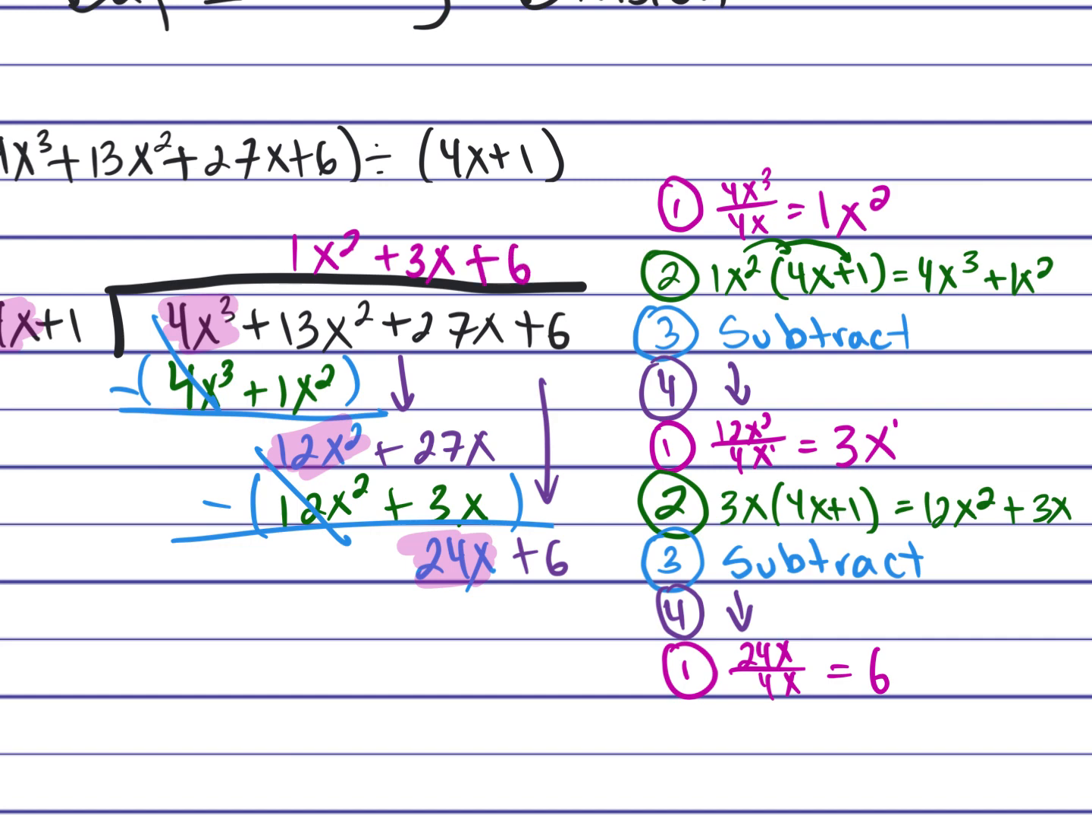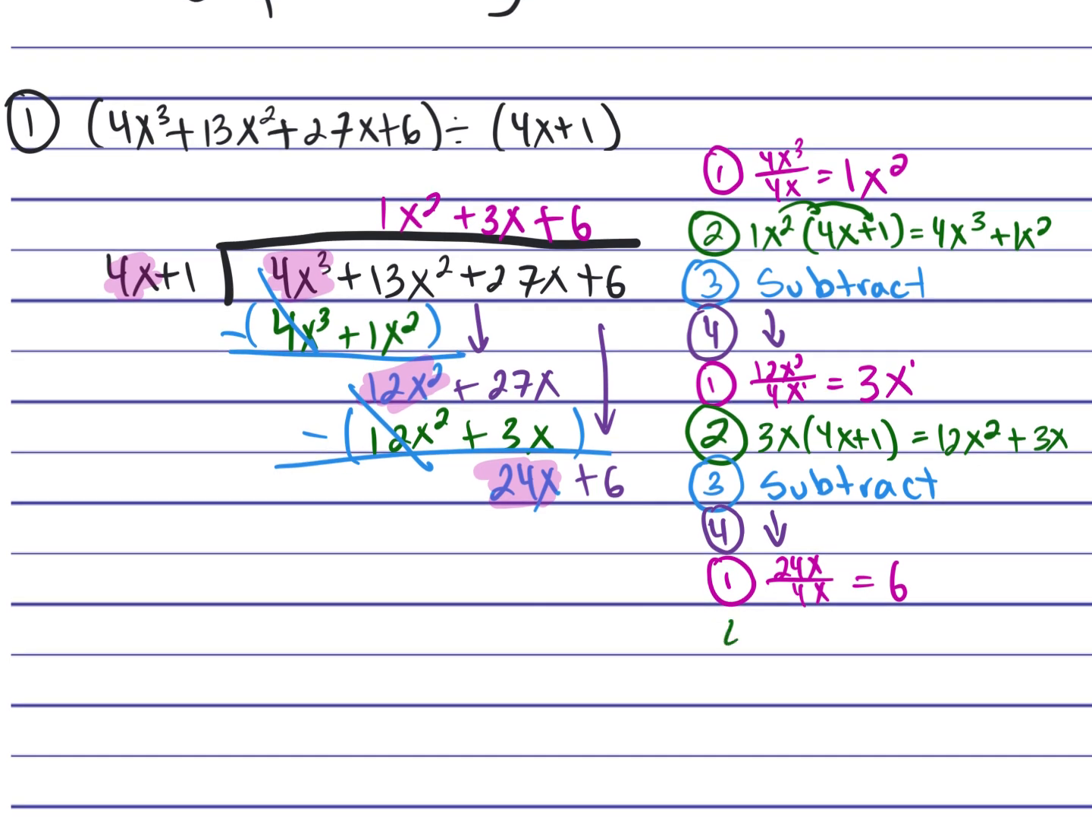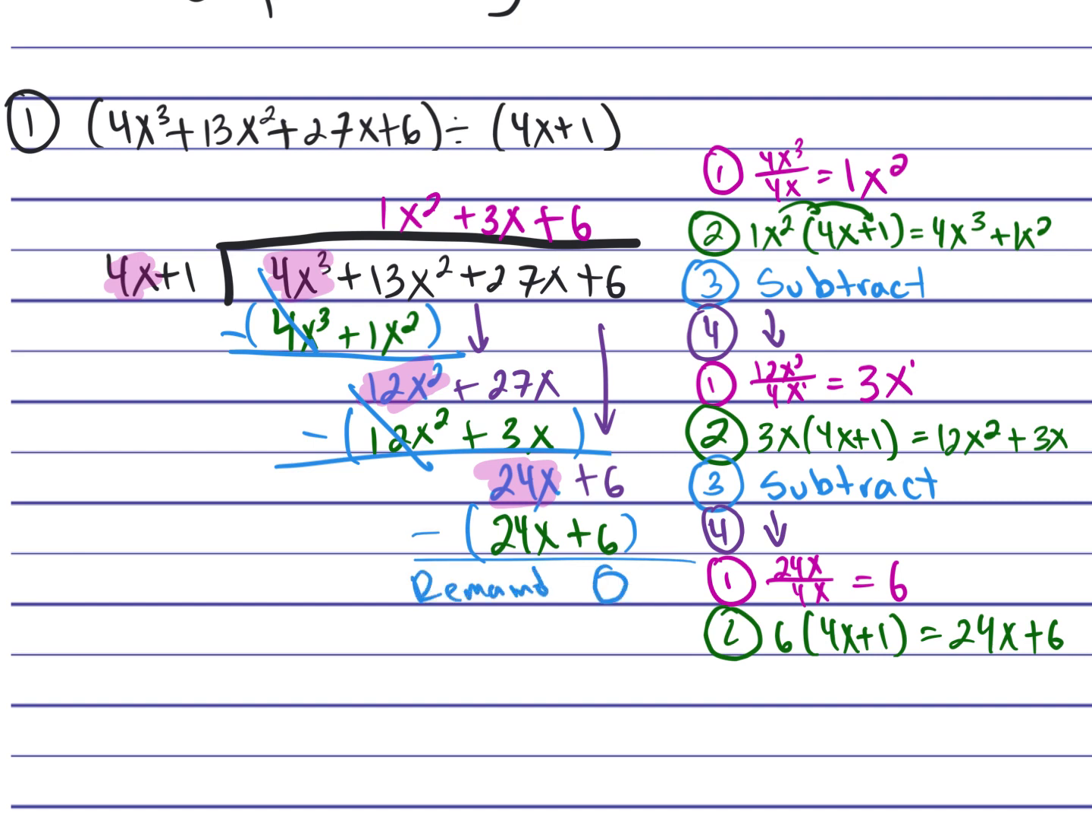And that's what I'm going to use on my next step to multiply with the outside, which is 4x plus 1. That's my divisor. I get 24x plus 6. And lucky me, when I subtract, it all cancels out. That means I have no remainder. So my full answer is just 1x squared plus 3x plus 6.